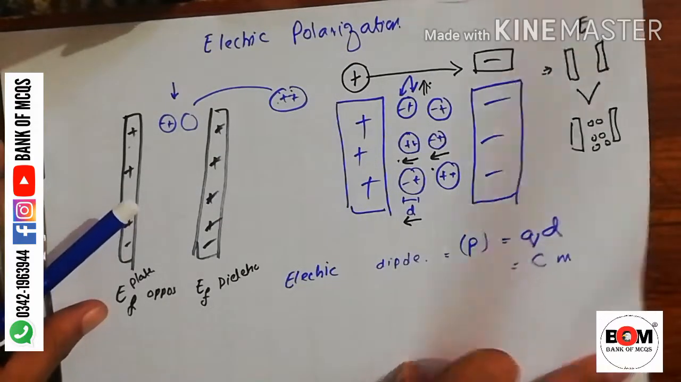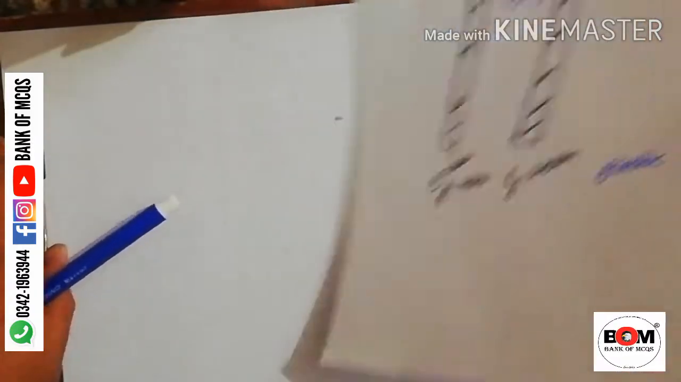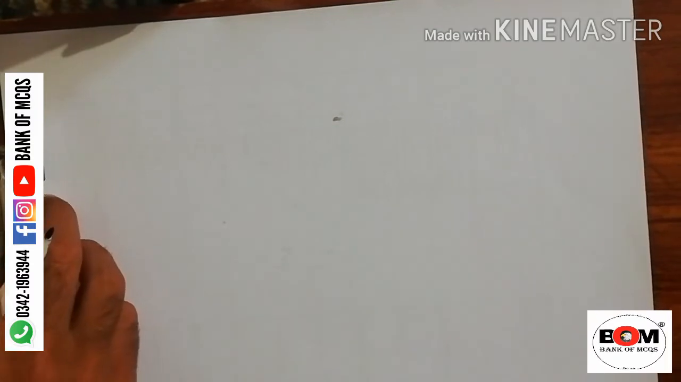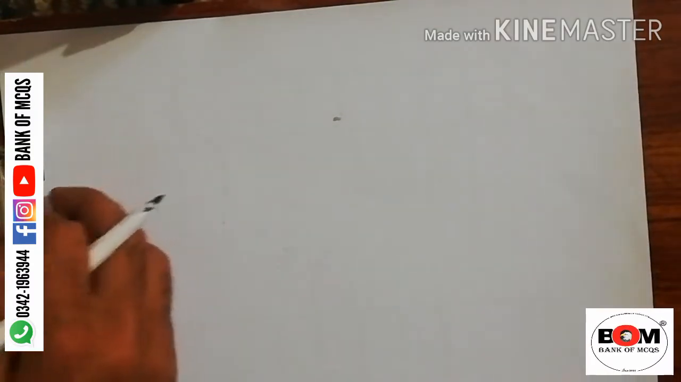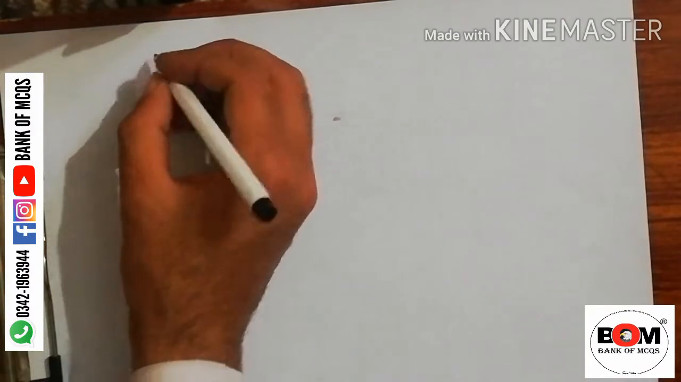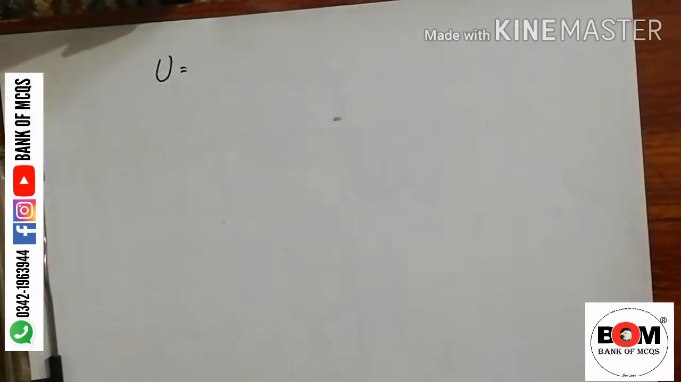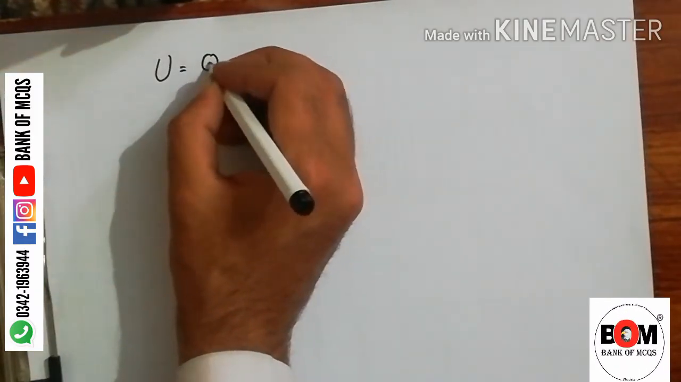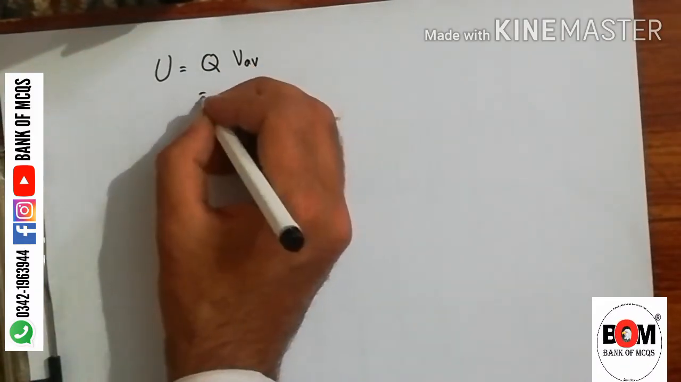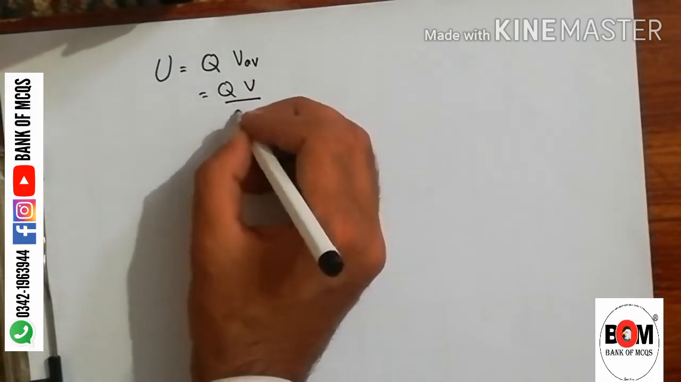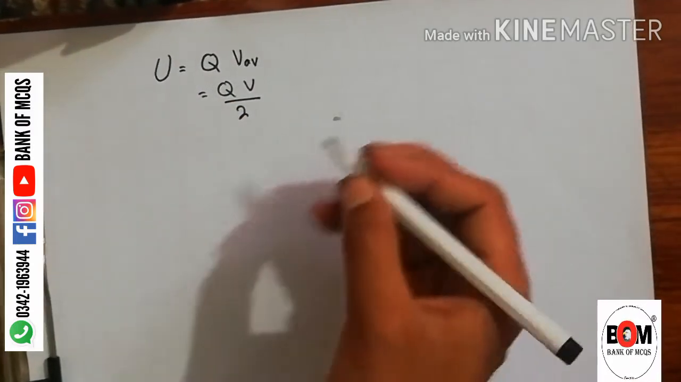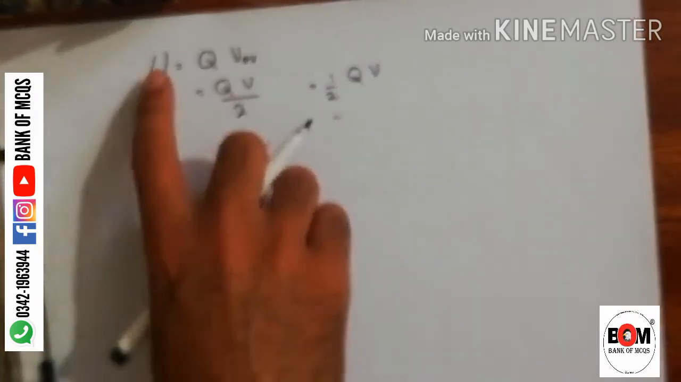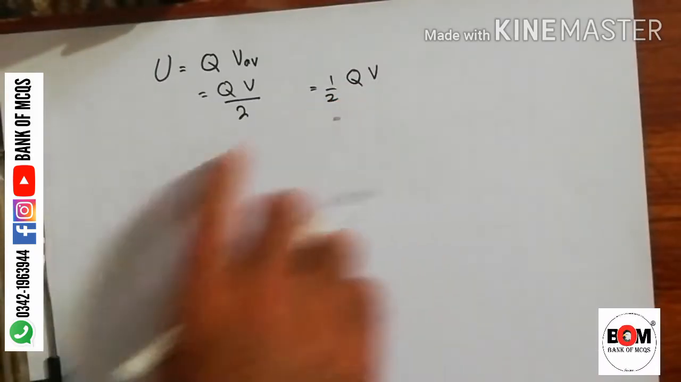The next thing we already discussed is the charging of a capacitor. The charging of a capacitor involves the average voltage on the capacitor during the charging process, and this energy is stored in the capacitor. The energy stored in the capacitor is represented by U, and this is the product of Q and V average, where V average is equal to V divided by 2. To remember it, it is just half of Q and V. So energy of a capacitor is equal to half QV.